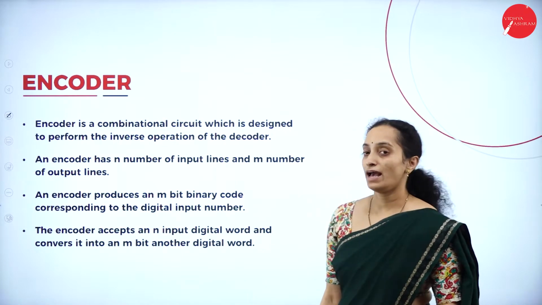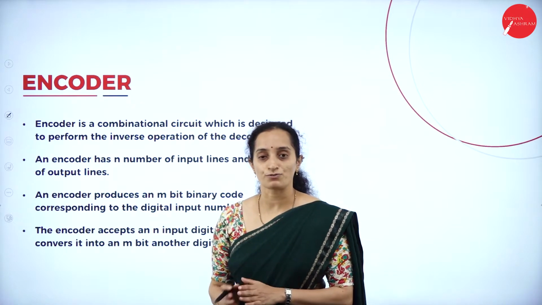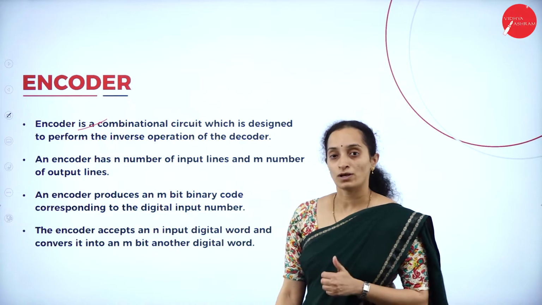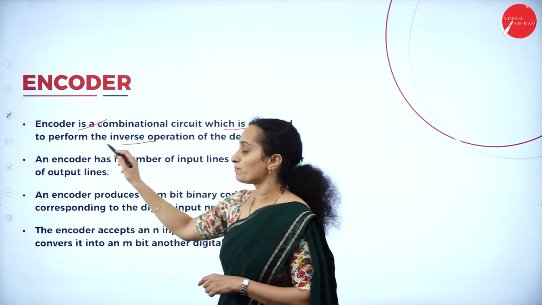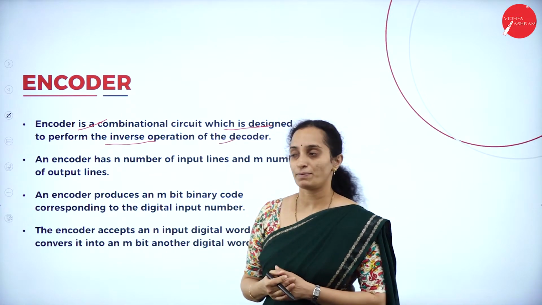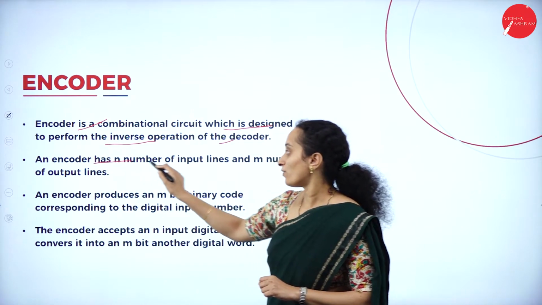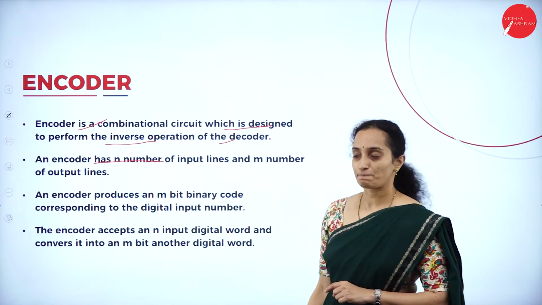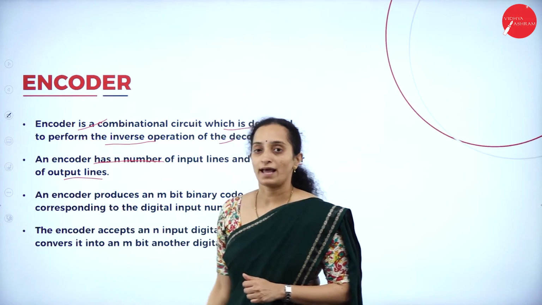Okay. Then we have the encoder. Encoder is exactly the reverse of the decoder, where the encoder is also a combinational circuit which is designed to perform the inverse operation of the decoder. Exactly the inverse will be done. Then what happens in the encoder? An encoder has n number of input lines and m number of output lines.